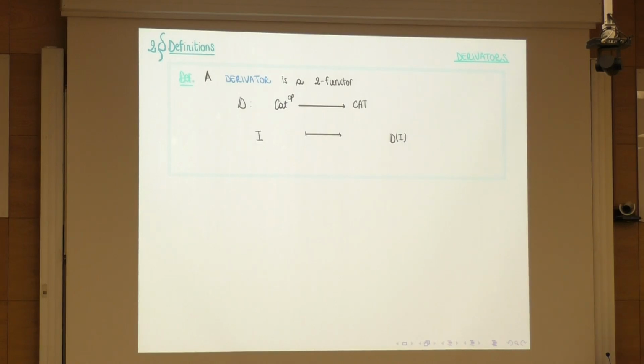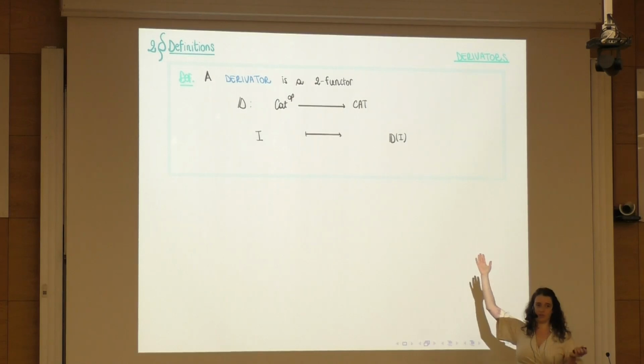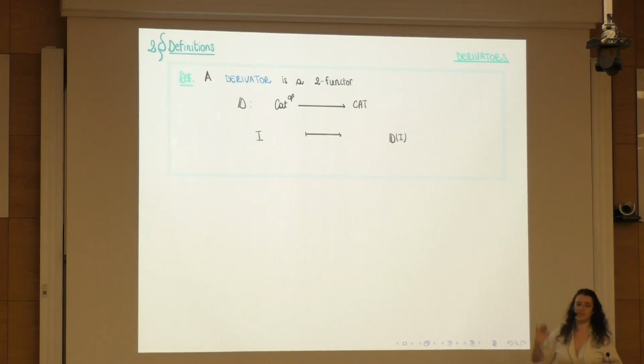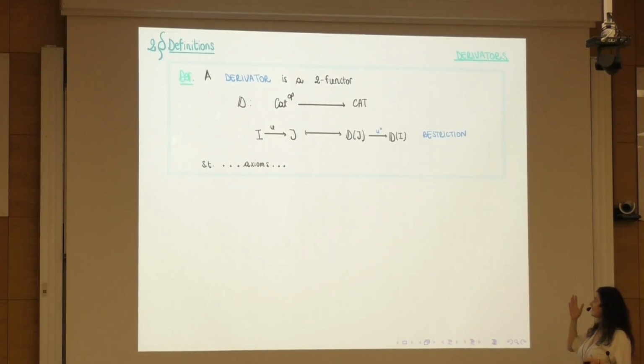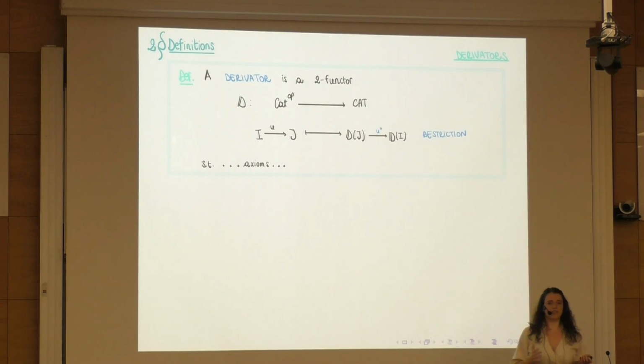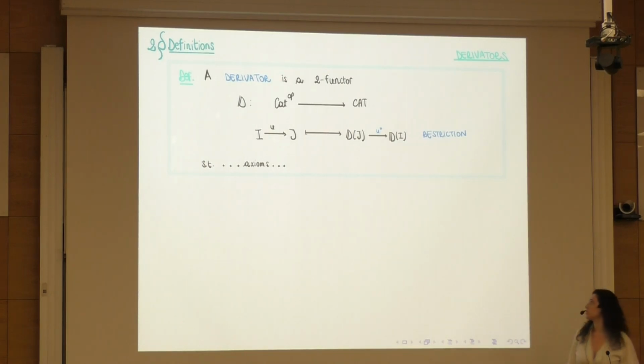So, what are derivators? Derivators are 2-functors from the category of small categories to the category of not necessarily small categories, which, given a small category I, associate a category D(I), and whenever we have a morphism u from I to J, its image under the derivator is denoted by u upper star, and is called restriction. It is called restriction because in the case where u is, for example, the inclusion functor, you can really think of it as a restriction.